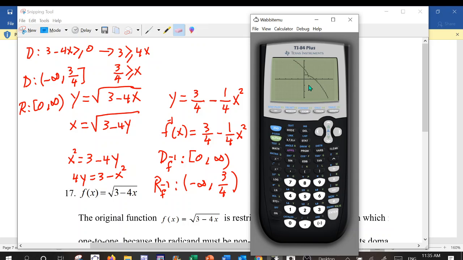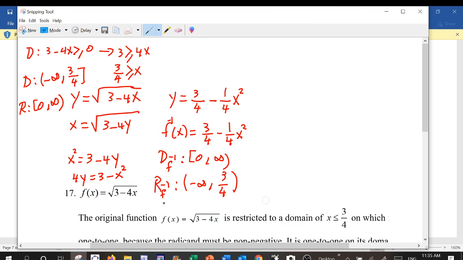because the domain, you remember, ends at 3/4, right? At 3/4 it ends. It doesn't come down because that's the calculator thing. Let me go to zoom 6. So that's another picture of it.